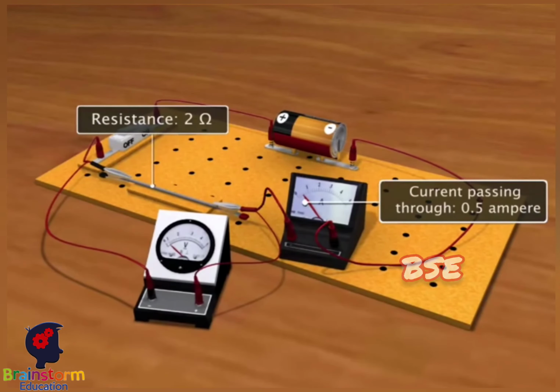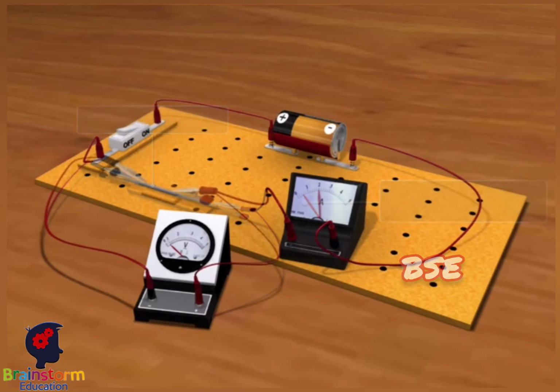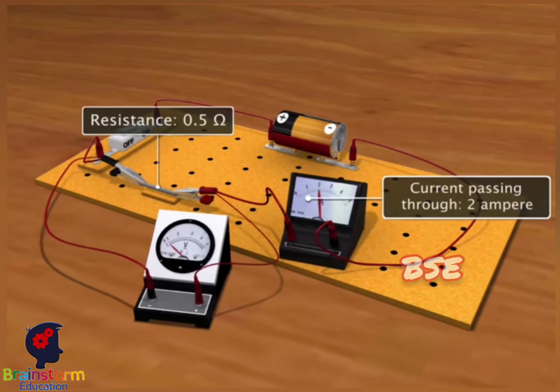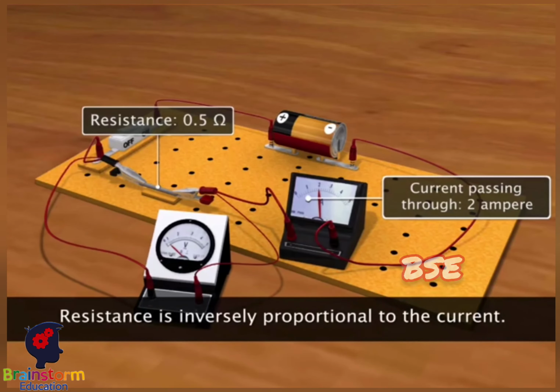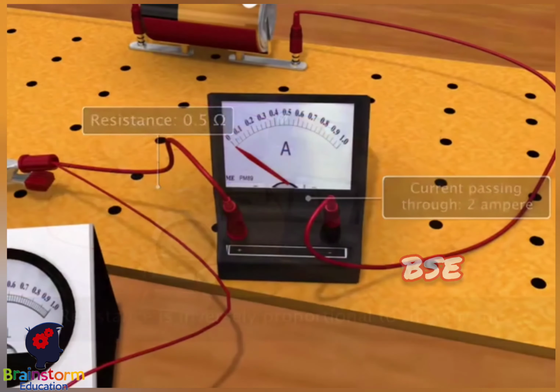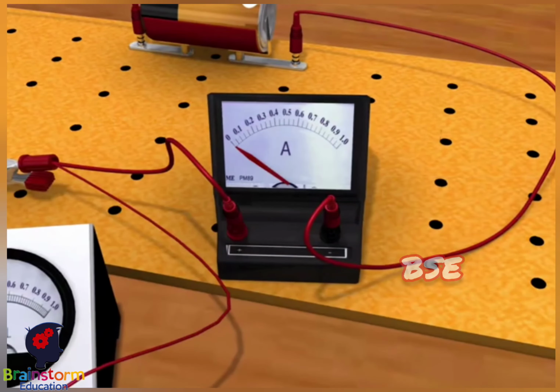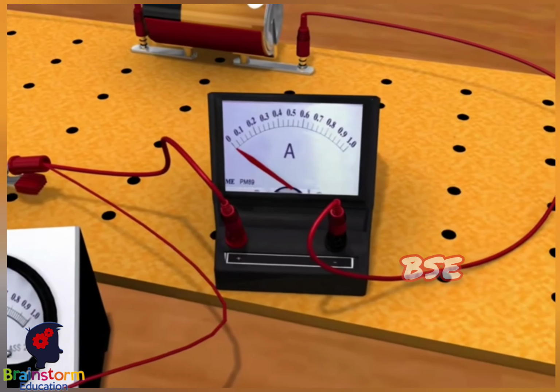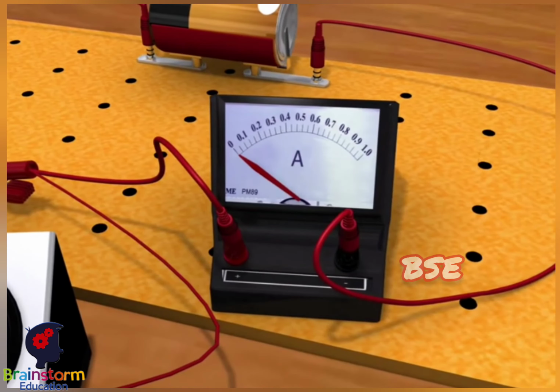If resistance is increased, less current will flow. And if resistance is decreased, more current will flow. This is so because resistance is inversely proportional to the current. The ammeter in the circuit shows this change.